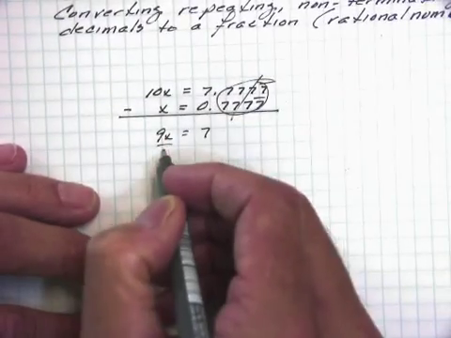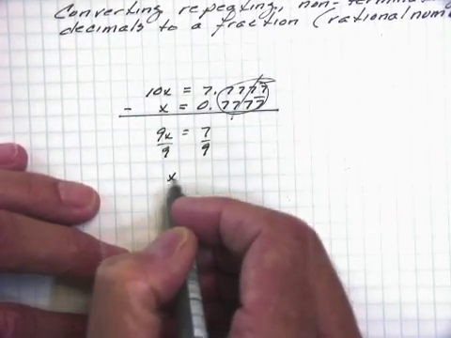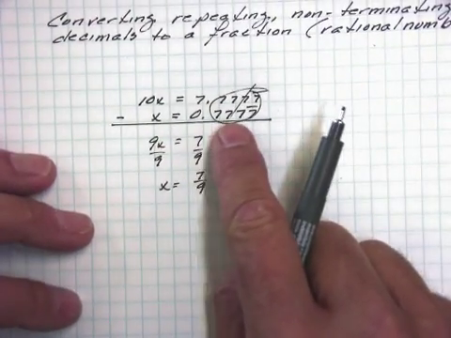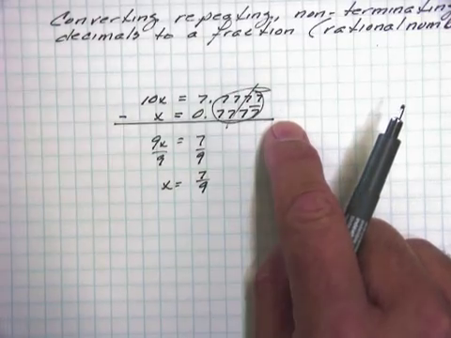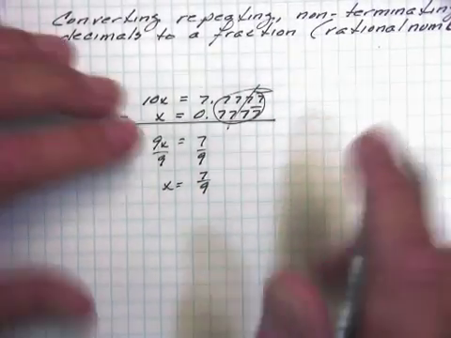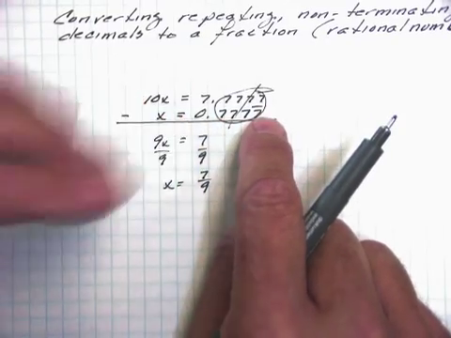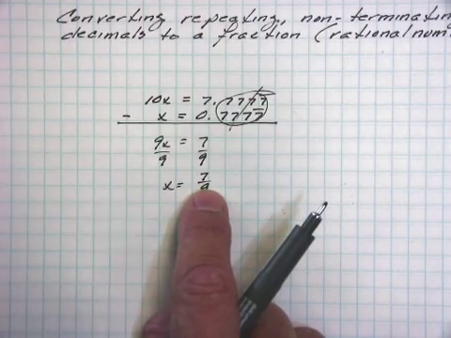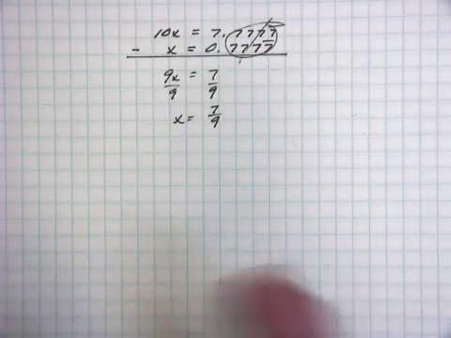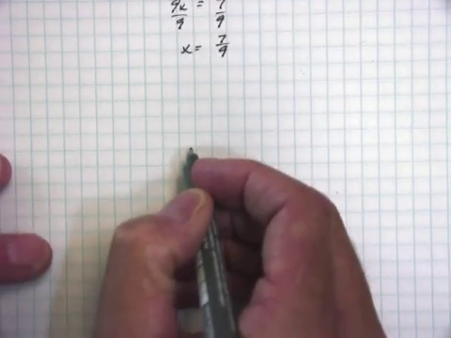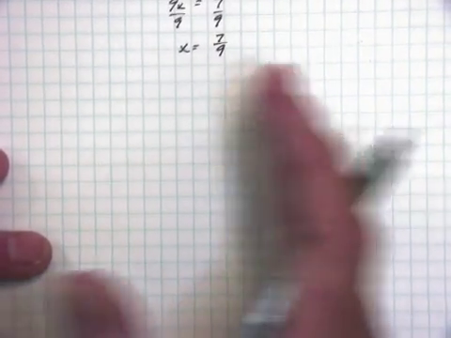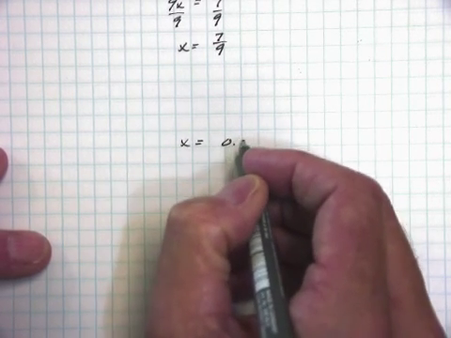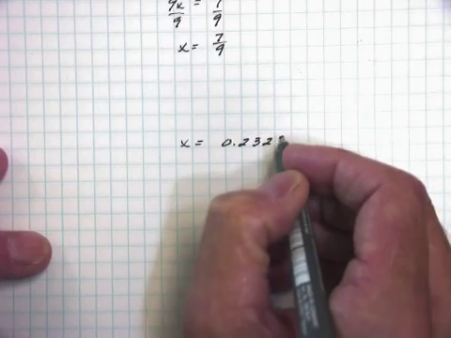And if I have 7.7777 forever, and I subtract 0.7777 forever, what happens is all these cancel each other out, and I have 7 minus 0 is 7. Divide both sides by 9, and x equals 7 over 9. So the repeating decimal, 0.7777 on forever, is equivalent to 7 over 9, which means 0.7777 repeating is a rational number because I can rewrite it as a over b. I can rewrite it as a fraction.